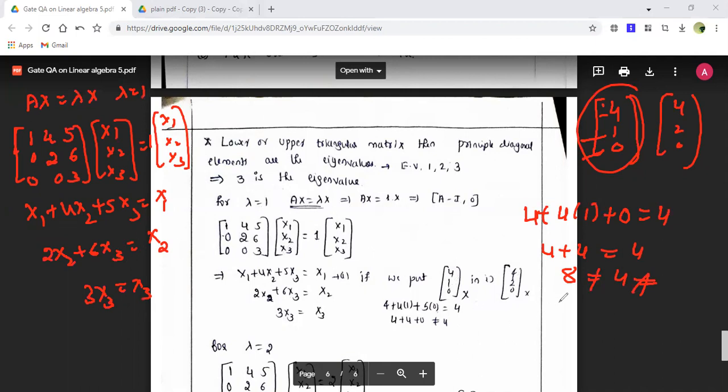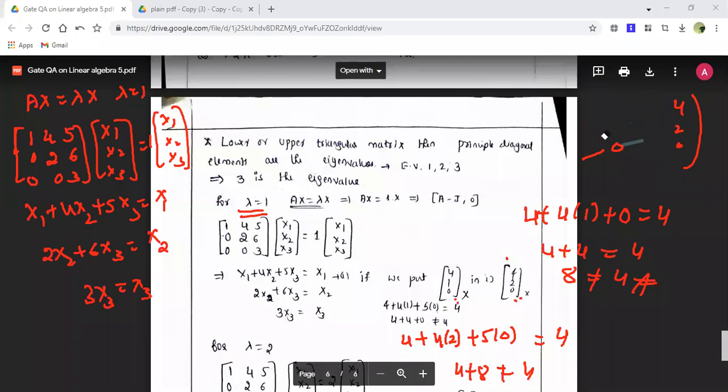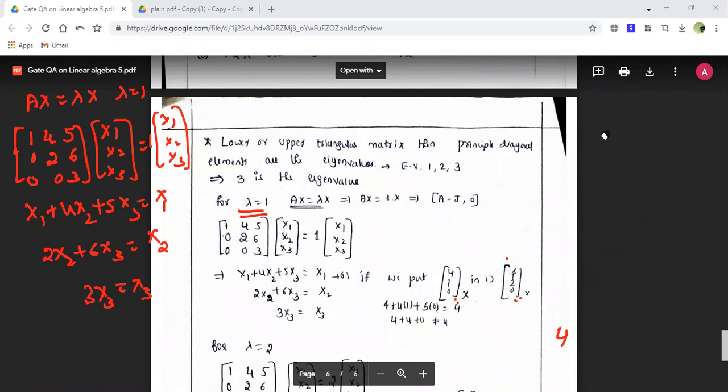Similarly, check with (4, 2, 0). If I substitute (4, 2, 0), it is 4 plus 4 into 2, plus 5 into 0, which should equal 4 again. If you check, it is 4 plus 8, which is 12, and 12 is not equal to 4. Again, this cannot be an eigenvector. So for lambda equal to 1, these two are not eigenvectors. Then we have to proceed further to check these vectors with respect to the remaining eigenvalues, lambda equal to 2 and lambda equal to 3. Okay.